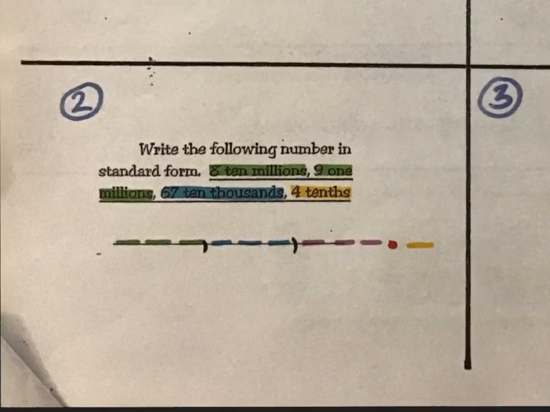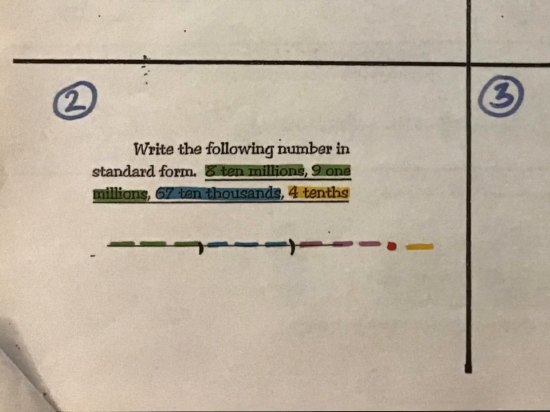Okay, number 2, write the following number in standard form: 8 10 millions, 9 1 millions, 67 10,000ths, 4 tenths. Make sure to use your place value chart.